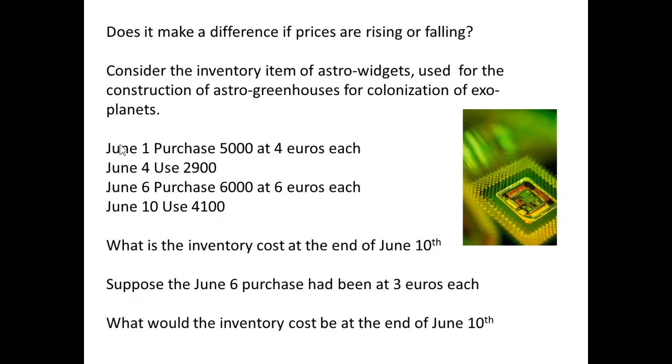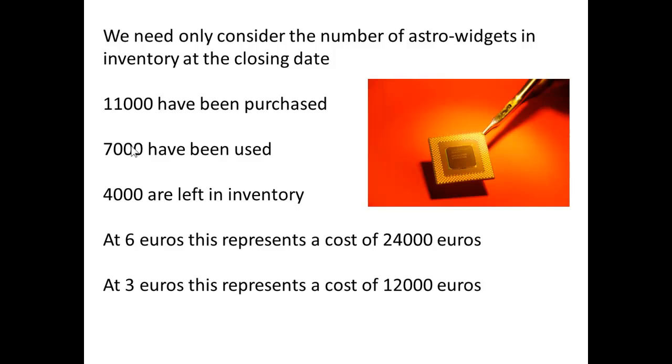So, does it make a difference if prices are rising or falling? Well, let's consider buying some Astro widgets. We purchase 5,000 at €4 each, and then use 2,900, then purchase another 6,000 at €6, and then use 4,100. Okay, so we have to calculate, say, the inventory cost at the end of the June 10th. Now, supposing the June 6th purchase had been €3 each, what would the inventory cost then have been on June the 10th?